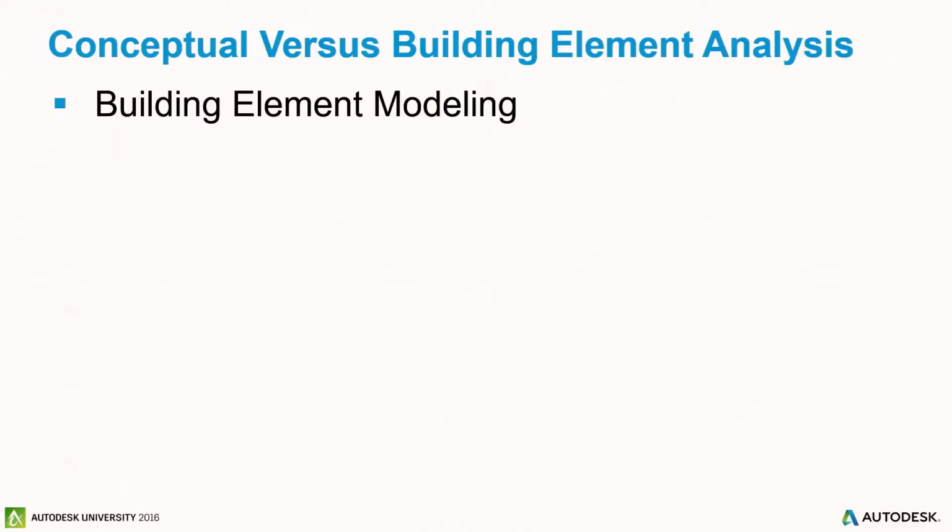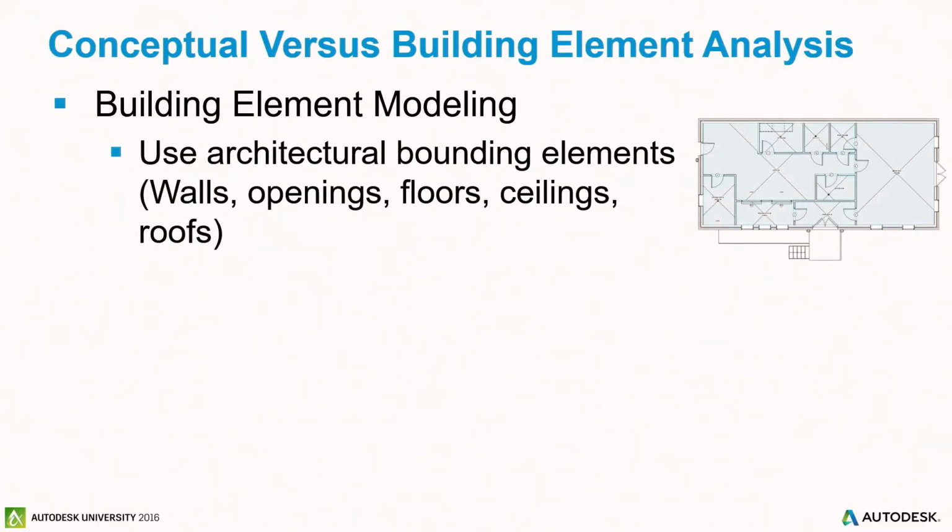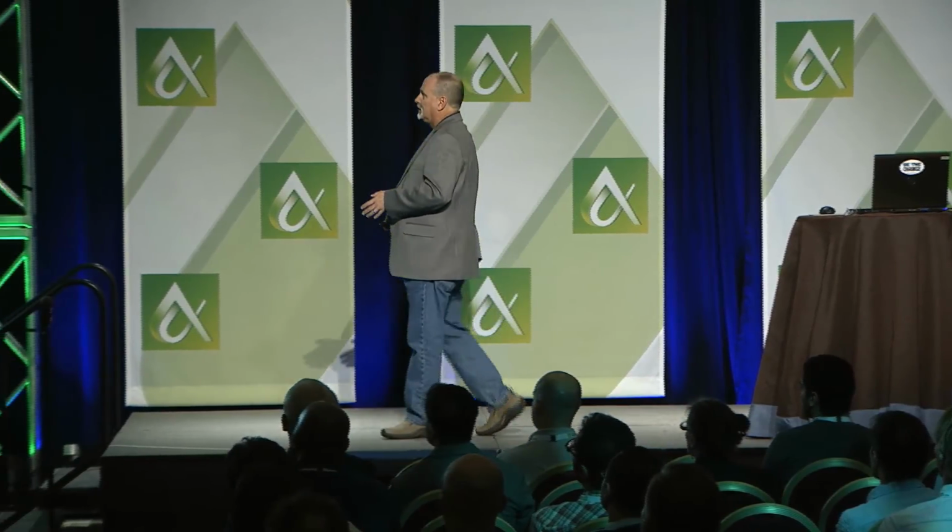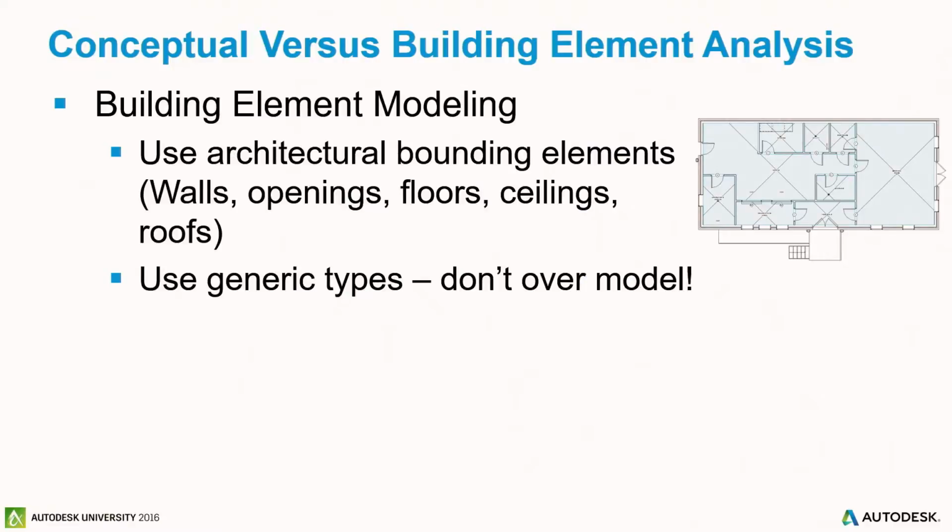Now, the other element is the traditional CAD approach to projects, and this is what's called building element modeling. This is where you use architectural bounding elements: walls, openings, floors, ceilings, roofs, objects that represent the building. But let me ask you something. In 2D CAD, does that stuff always get created? No, it doesn't. Another common mistake that people make is they have a tendency to start off doing what we call spilling your candy in the lobby.